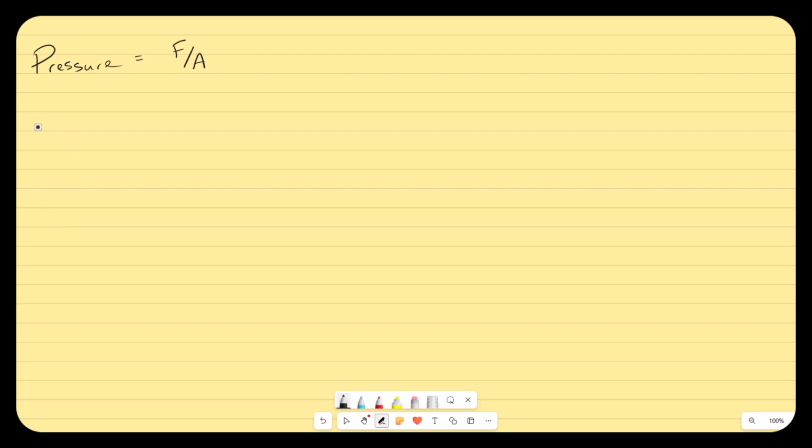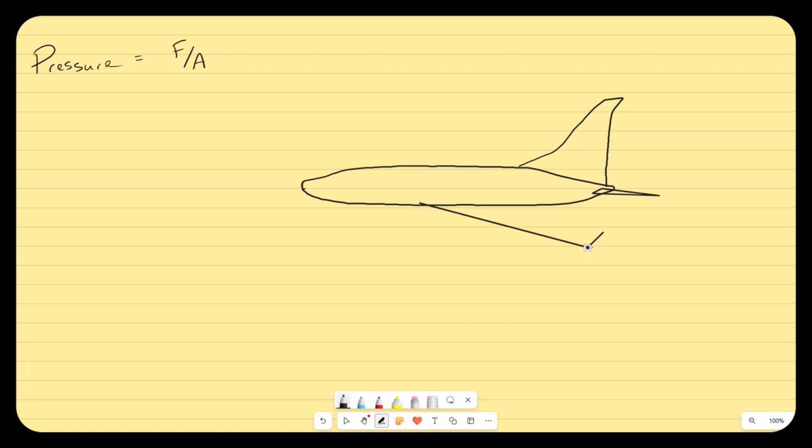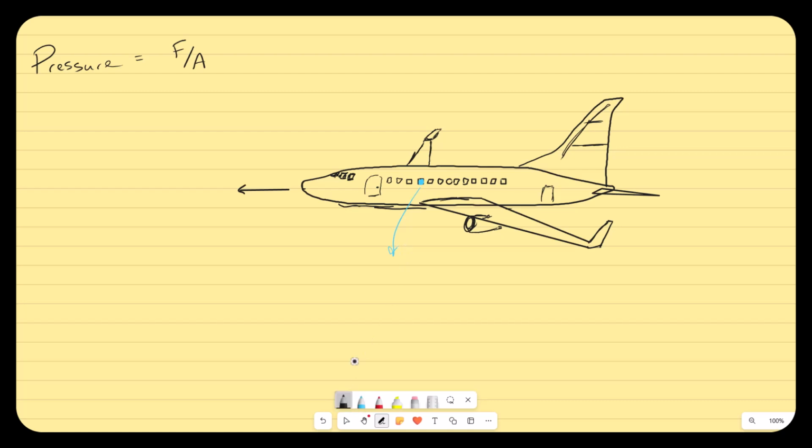You are on board a plane, and that is cruising along pretty high up. So you're cruising along, and you find on one of these windows there's going to be a pressure difference. So let's grab one of these windows. We've got a window maybe like this.